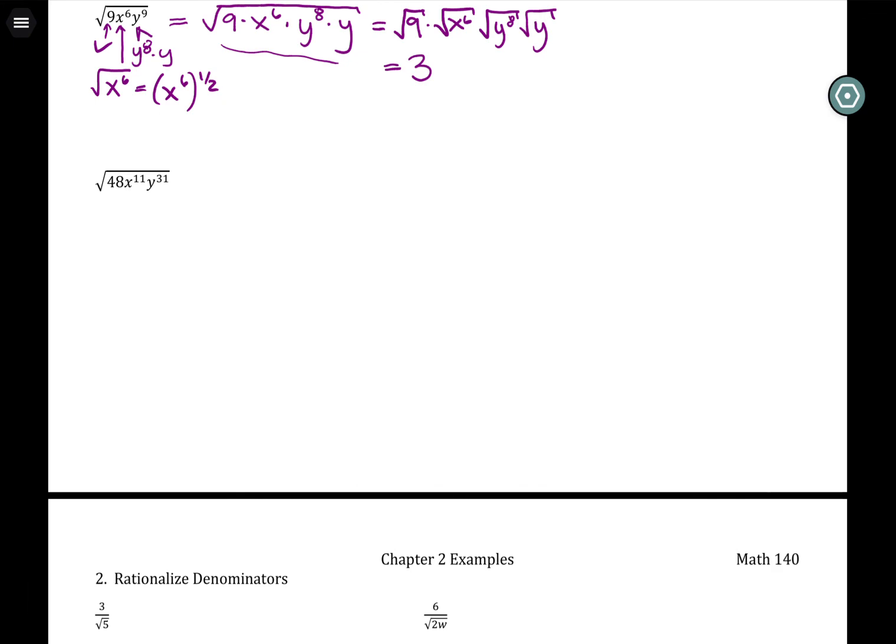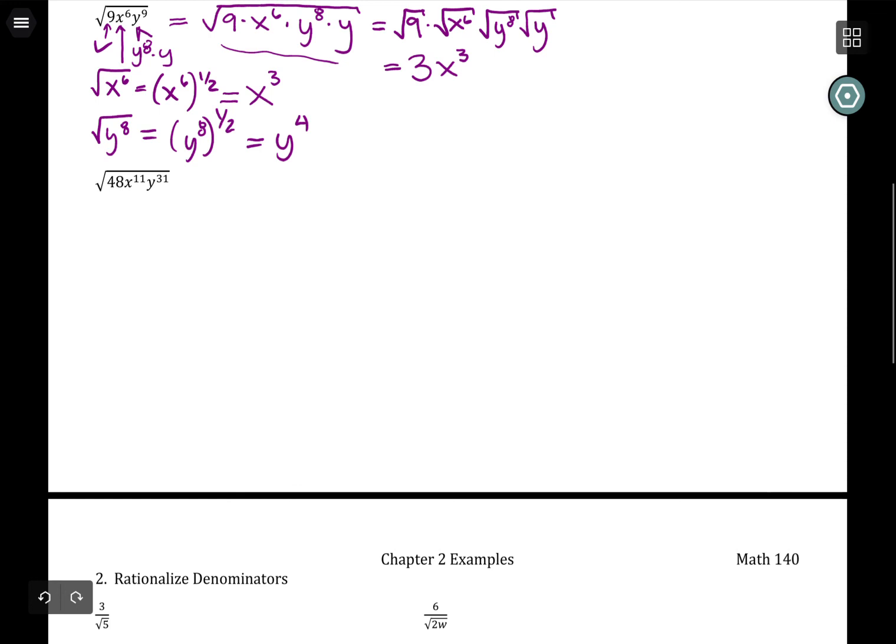Okay, so we split up the product. The square root of 9 is 3. The square root of x to the 6th, we just talked through, is x cubed. Similarly, the square root of y to the 8th is y to the 8th to the 1/2, so y to the 4th, we multiply powers. I can't do anything about the square root of y, so I'm going to leave that, and that is my most simplified answer.